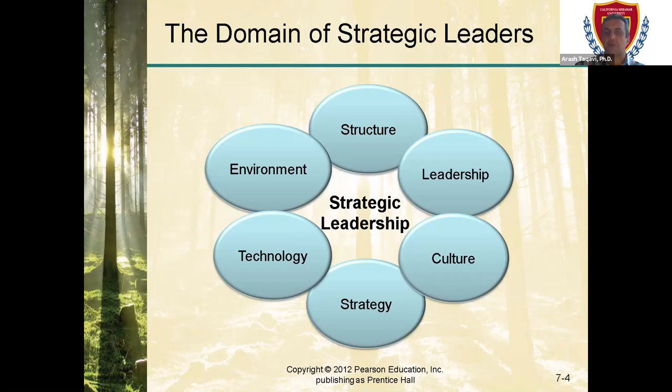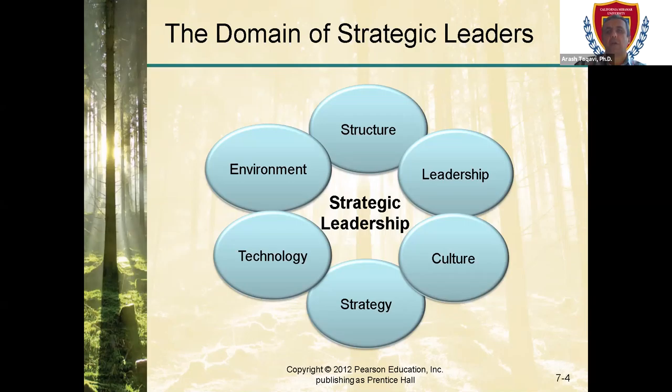The structure is the structure of the organization. The strategy, we talk about it. Leadership style, for example: are you a charismatic style leader, a transformative leader, a transactional leader, or a value-based leader? Culture has two parts: the culture of the society that we are living in as social members, working together to shape an organization for a specific production and a specific level of productivity and effectiveness. This is the culture.